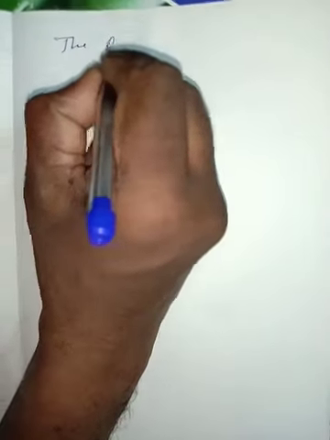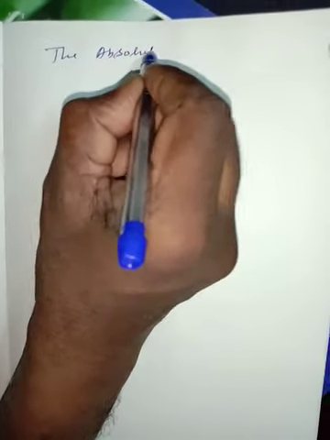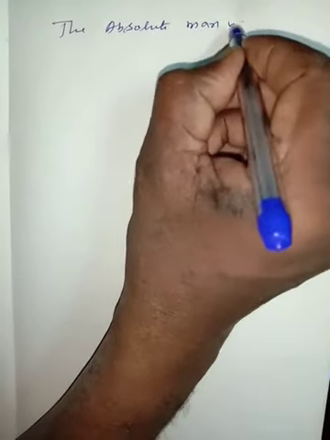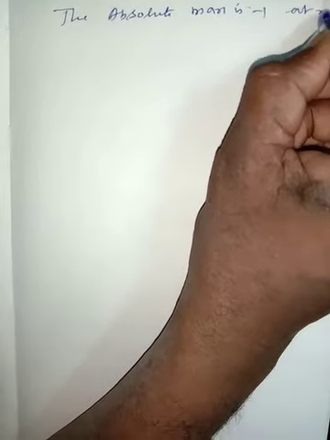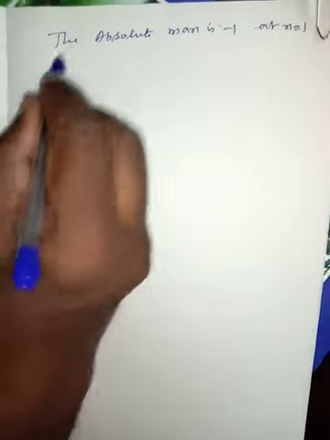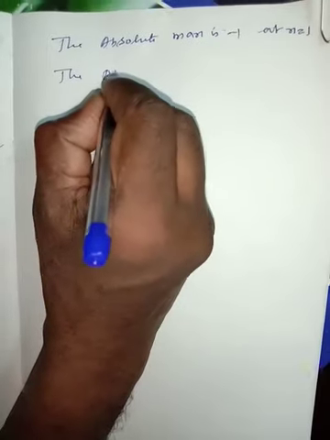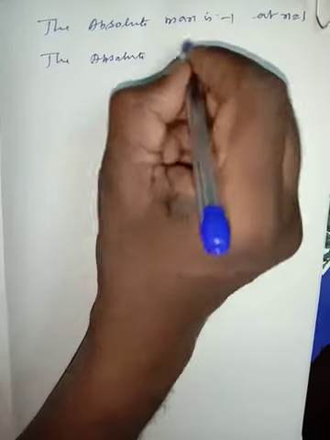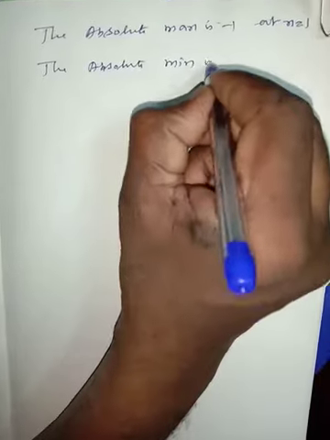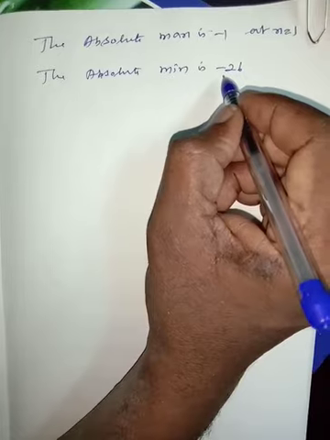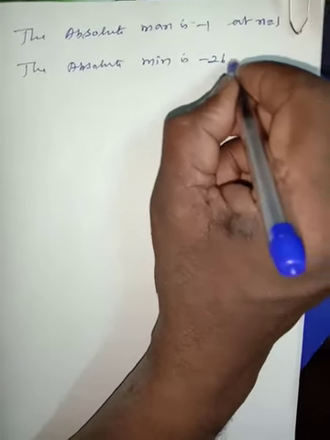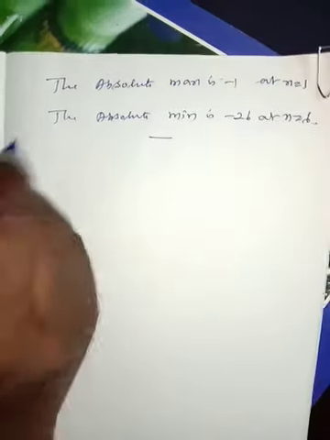The absolute maximum is minus 1 at x is equal to positive 1. The absolute minimum is minus 26 at x is equal to 6. Hence the result. Subdivision number 2.